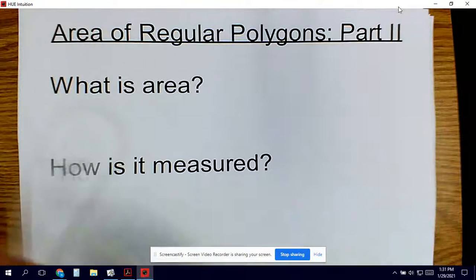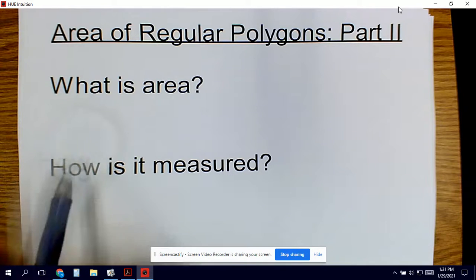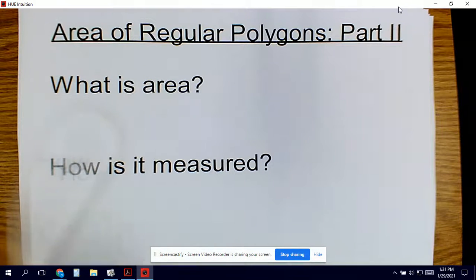What is area? Remember, area was the amount of space inside of a two-dimensional object. And how was it measured? We always measured area in square units. So anytime you were calculating area of a polygon, you were essentially figuring out how many square units will fit inside of that two-dimensional object.